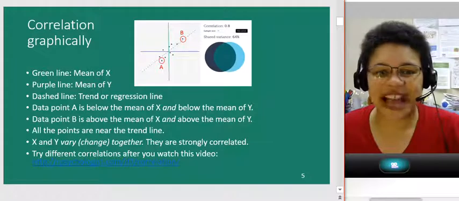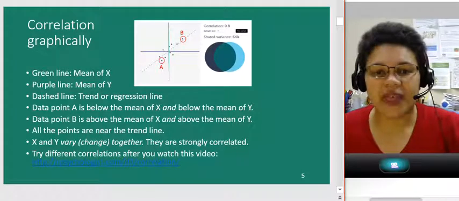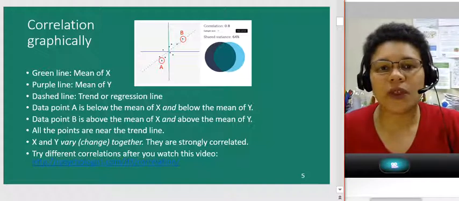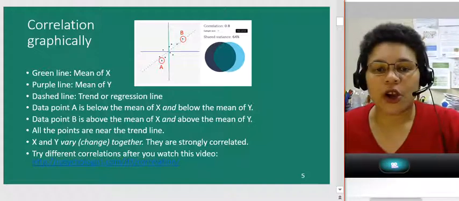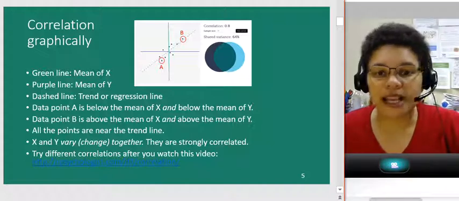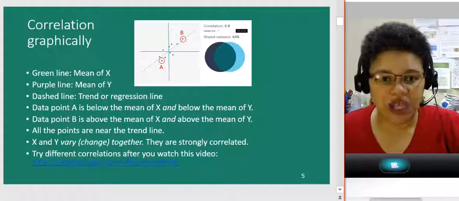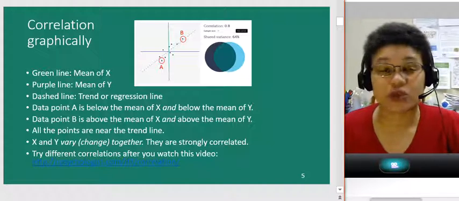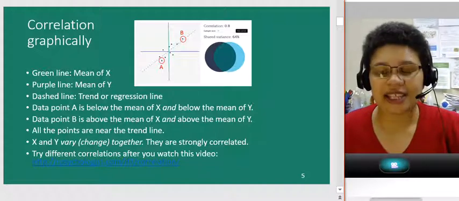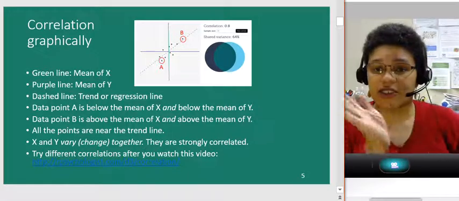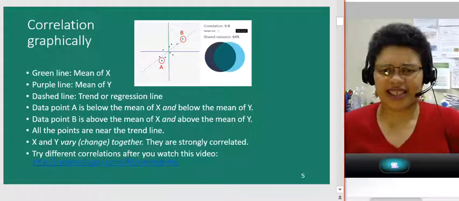Okay, slide 5. So graphically, thinking about correlation, we have a few things when we have two variables. We have the mean of the first variable, the mean of x. We have the mean of the second variable, the mean of y. Then we also have this idea of a trend line. And some people think of a trend line as kind of like a moving average.